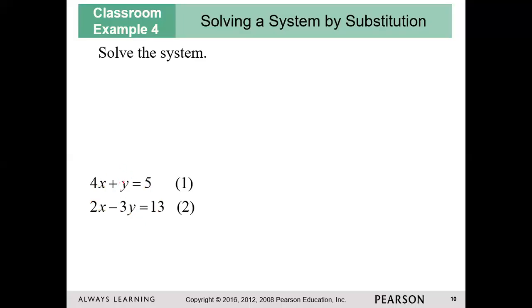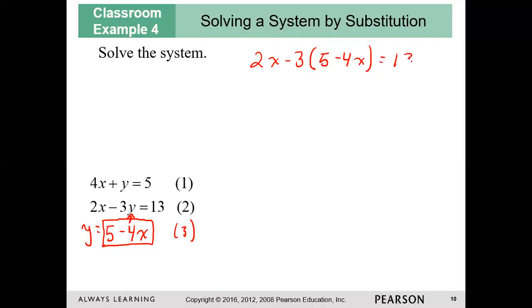All right, so all I have to do to get y by itself is subtract 4x. So I'm going to create this third equation here, and it's going to be y is equal to 5 minus 4x, because again, I'm subtracting 4x from both sides. So this created the third equation. It's just a manipulation of equation number 1. And now we have the variable by itself. So I'm going to box and ship over to the other equation. That will give us 2x minus 3 parentheses 5 minus 4x is equal to 13.